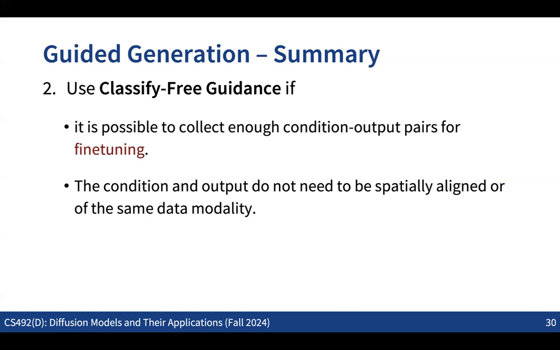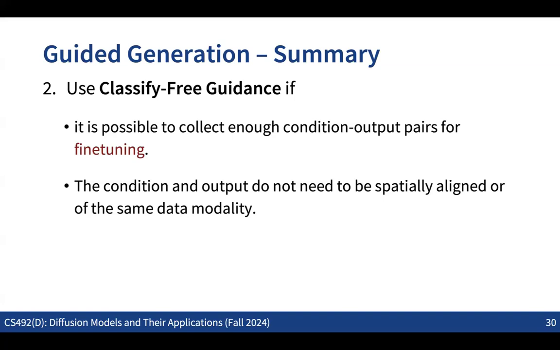So for any kind of condition, it doesn't need to be the same modality. It can be text to image, or label to image, or even image to image when they are not spatially aligned. For many other cases, we can think about using classifier-free guidance. We can fine-tune the unconditional model by adding the extra condition, while changing the loss function to the modified noise with classifier-free guidance. Make sense?